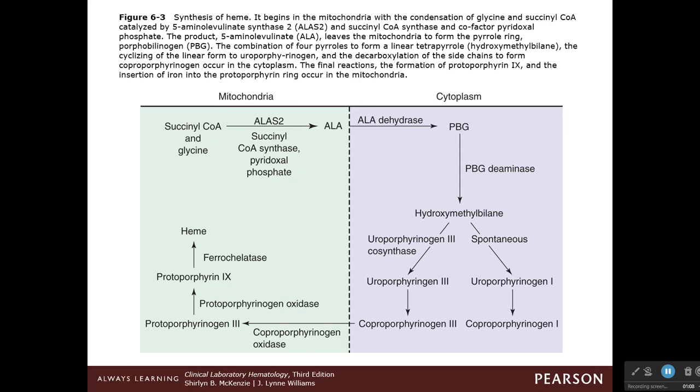So eventually we get to coproporphyrinogen 3 and 1. Okay, 3 goes back into the mitochondria. Then it is converted with another enzyme to your protoporphyrin 9 ring. Then through the ferrochelatase enzyme, iron binds with the ring, and that forms our heme molecule. And then the heme leaves the mitochondria, and it goes and binds with a globin chain. Okay?